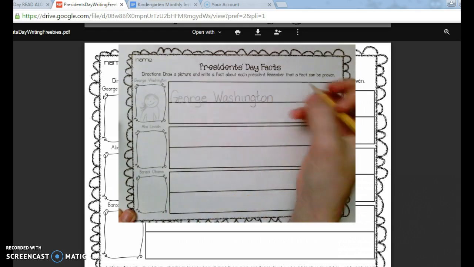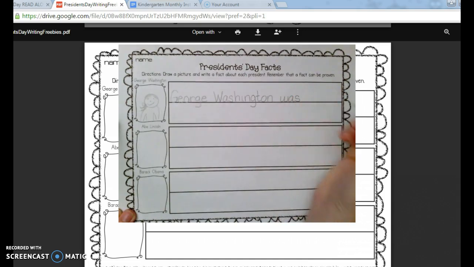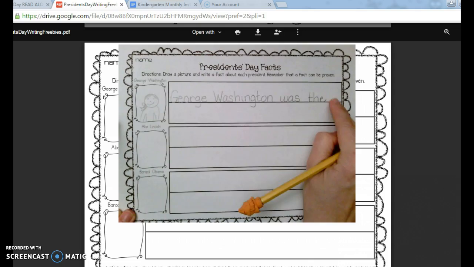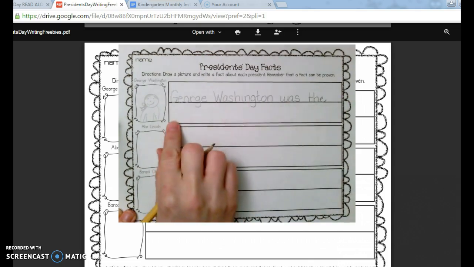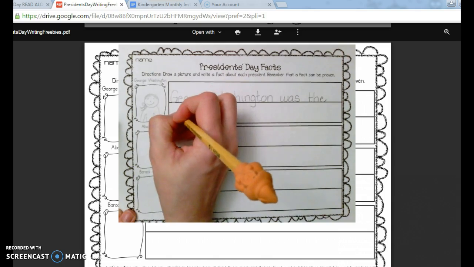So put a finger space. Was is one of our sight words that I know how to spell. So George Washington was the, and the is another one of our sight words. So I know how to spell that too. And I'm out of space here, boys and girls, so I'm going to come down here. George Washington was the first.